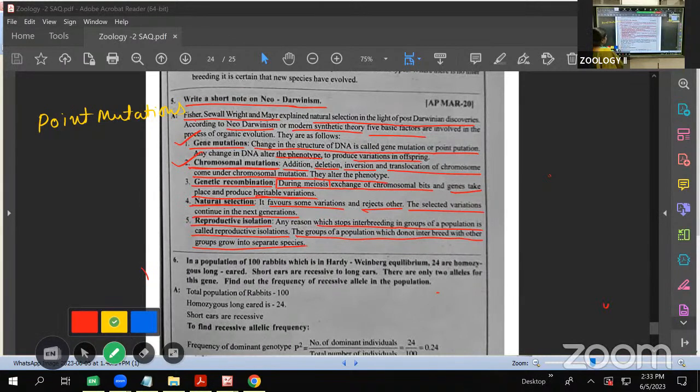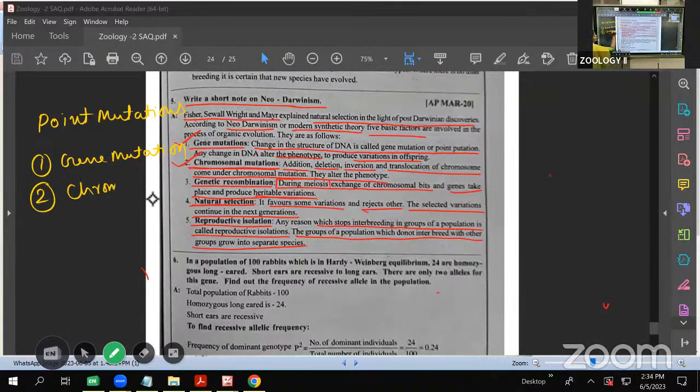Mainly there are five characters in neo-Darwinism, which he explained in the modern synthetic theory. The first one is gene mutation. Any change inside the gene or DNA structure affects the phenotype of the offspring. The second one is chromosomal mutation. Changes occur inside the chromosome, meaning the chromosome number increases or decreases or the structure changes, such as inversion or translocation. Then the phenotype is changed. That we call chromosomal mutation.